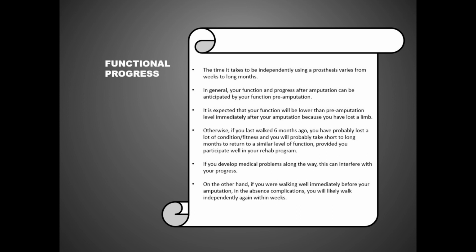Functional progress. The time it takes to be independently using a prosthesis varies from weeks to long months. In general, your function and progress after amputation can be anticipated by your function pre-amputation. It is expected that your function will be lower than pre-amputation level immediately after your amputation because you've just lost a limb. Otherwise, if you last walked 6 months ago, you probably have lost a lot of condition or fitness, and you will probably take short to long months to return to a similar level of function, provided you participate well in your rehab program.